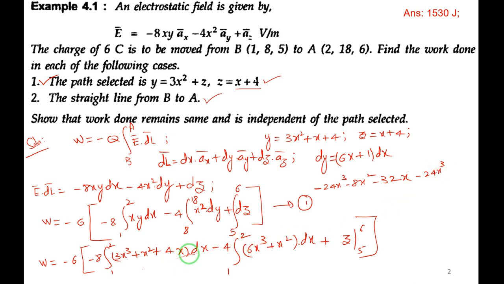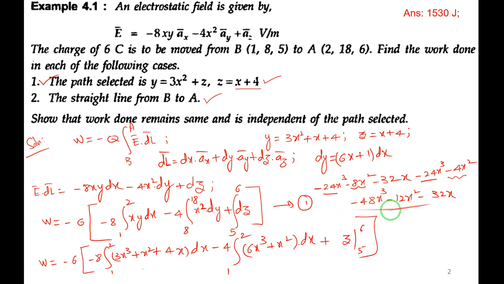Because the limits are the same and it is integration with respect to x, I will combine both of these. So minus 4x square, multiply minus 4x square. Minus 24x cube minus 24x cube is 48x cube. Then x square: minus 8x square minus 4x square, 8 plus 4 is 12, so 12x square, minus 32x. I hope this is fine.